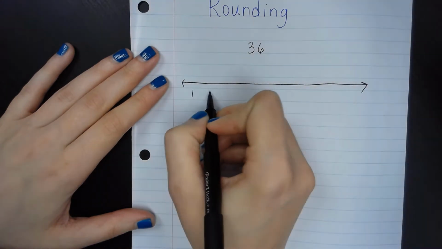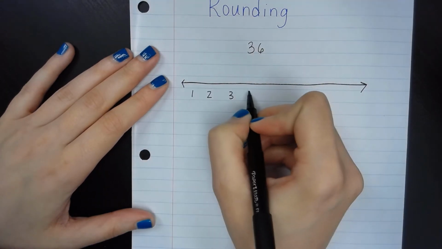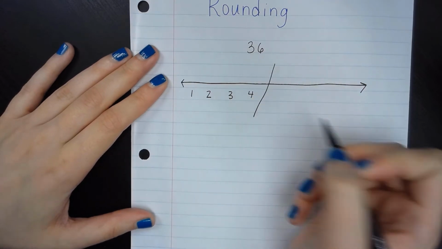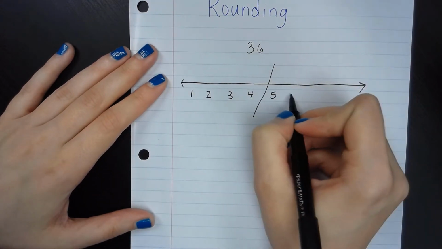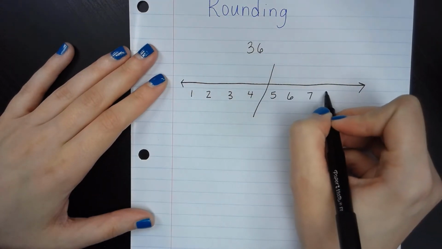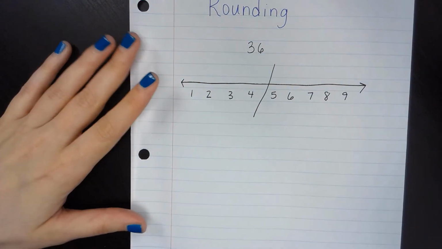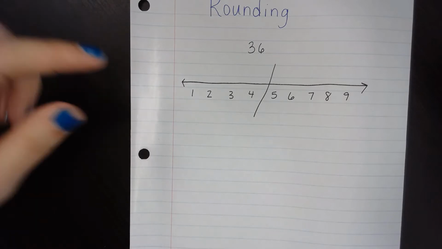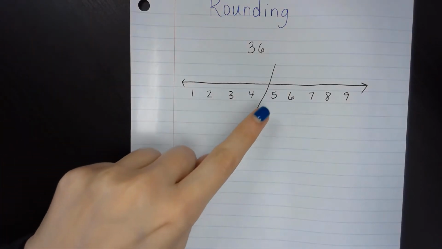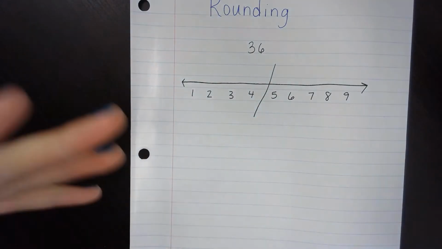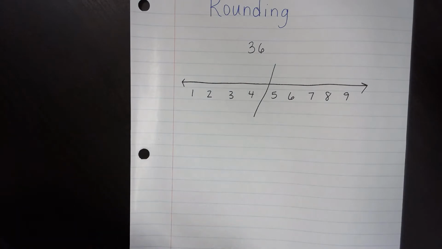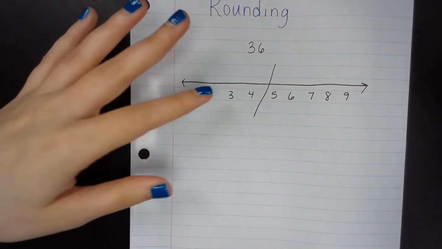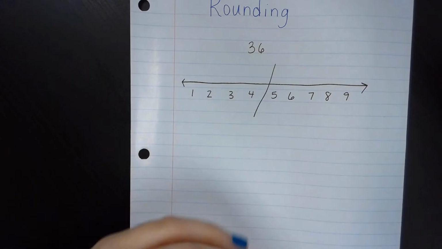So we go 1, 2, 3, 4, line, 5, 6, 7, 8, 9. So we kind of have a pattern to it. You can almost get into a sing-songy rhythm. 1, 2, 3, 4, line, 5, 6, 7, 8, 9. That's kind of how I remember it. So that's the very first thing we do, we go ahead and draw our rounding number line.